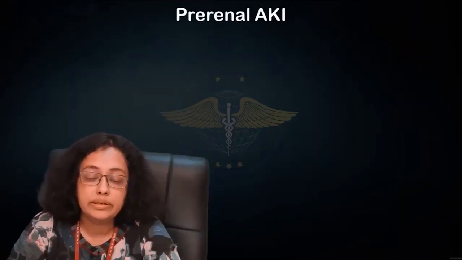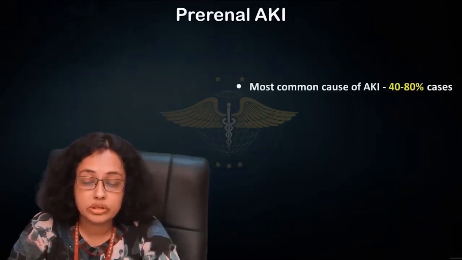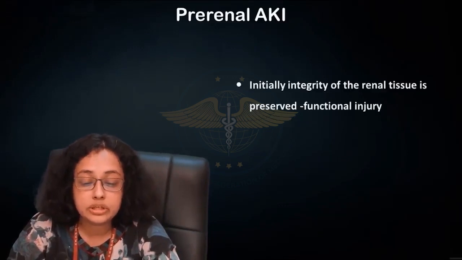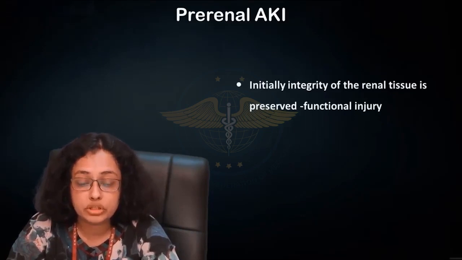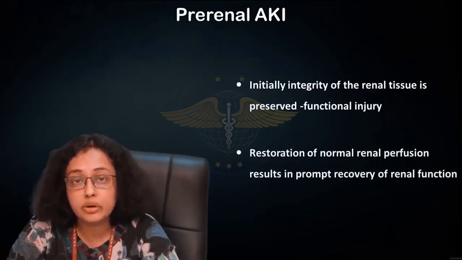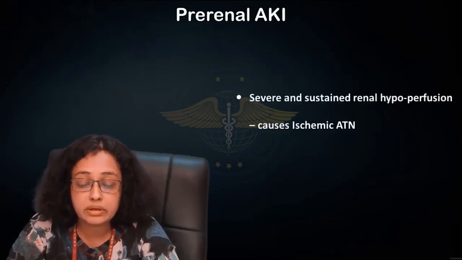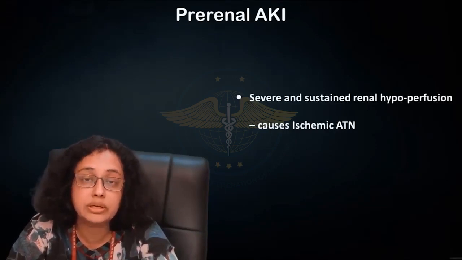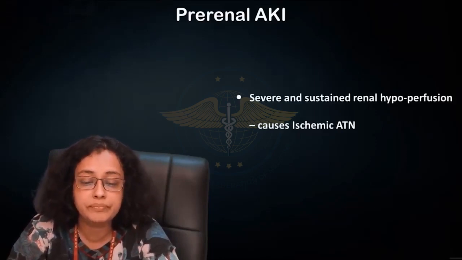So when we talk of prerenal AKI, it's the most common cause of acute kidney injury, seen in 40 to 80% cases. It's caused by basically impaired perfusion of the kidneys. Initially, when the perfusion to the kidneys is impaired, the integrity of the renal tissues is preserved. There's a functional injury. And if the renal perfusion is restored at this stage, it results in prompt recovery of kidney function. But if there's sustained renal hypoperfusion, there can be structural damage to the tubules, which is referred to as an ischemic acute tubular necrosis, which then becomes an intrinsic cause of AKI.